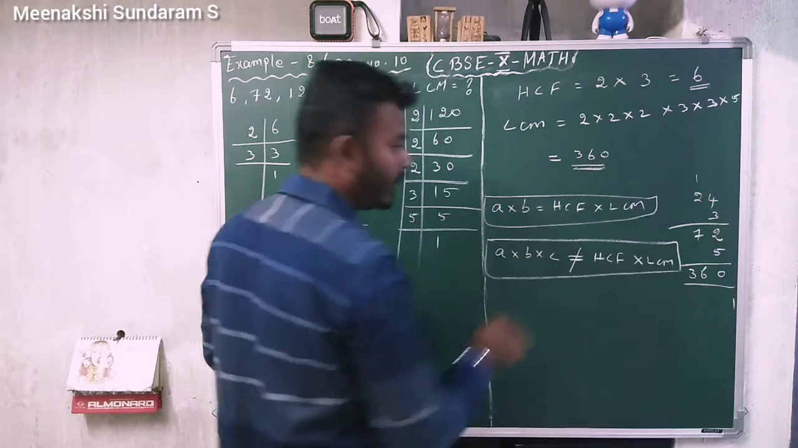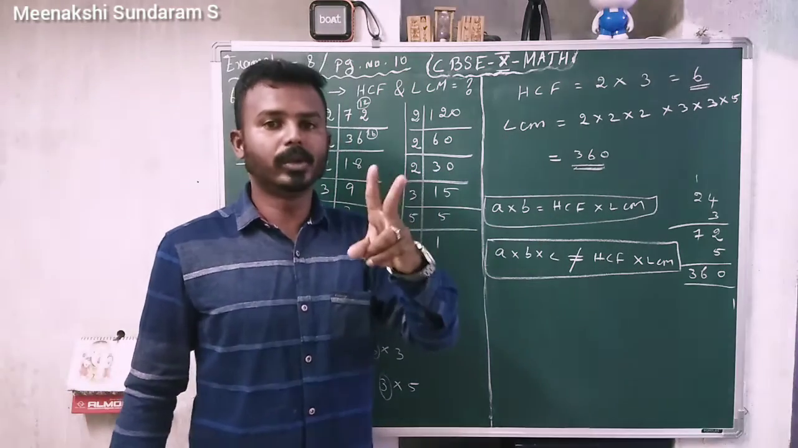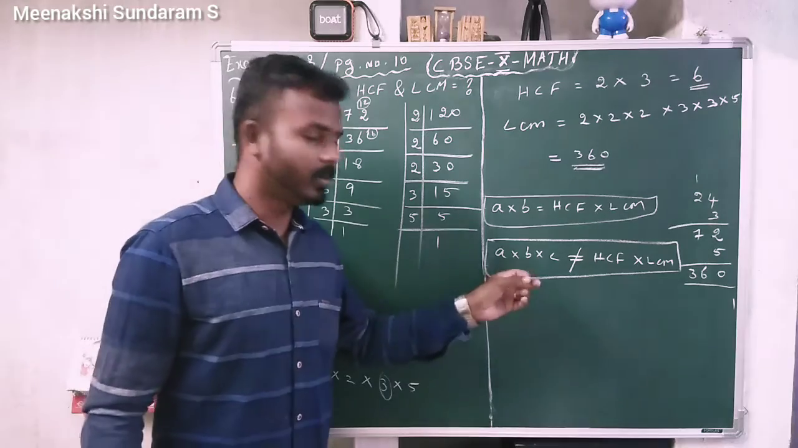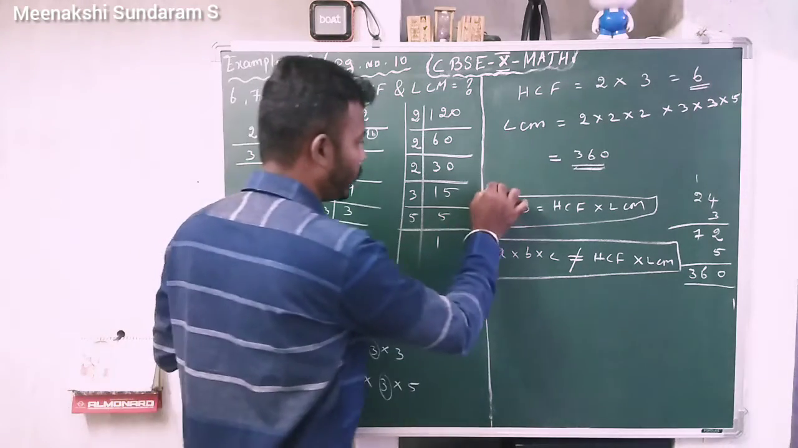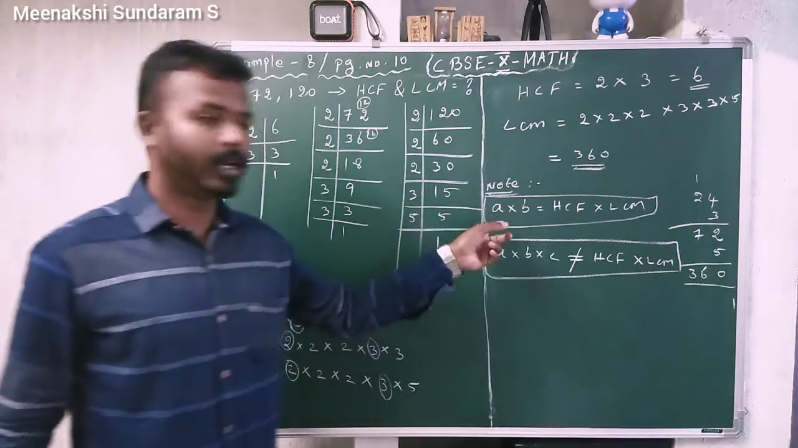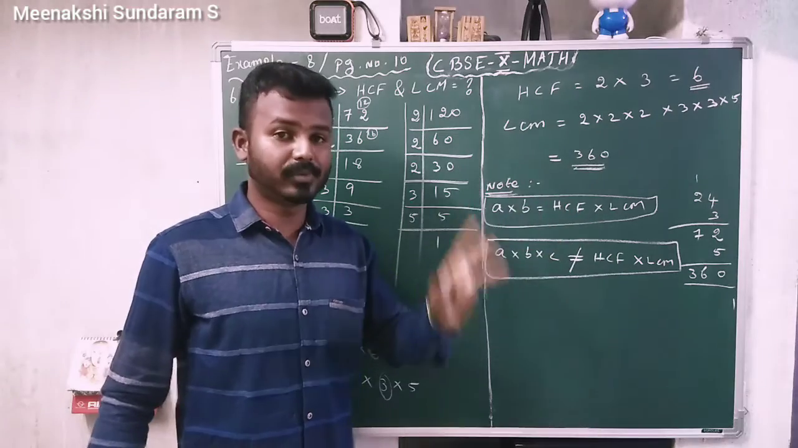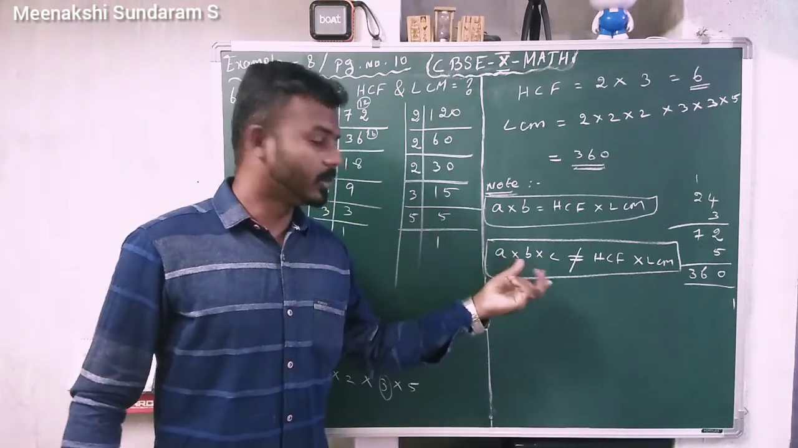Clear? You can note it. Only the formula is valid for 2 numbers. It is not possible for 3 numbers. You should take it in a note. So the formula, the product of the given numbers is equal to the HCF and LCM product, is only valid for 2 numbers. It is not possible for 3 numbers.